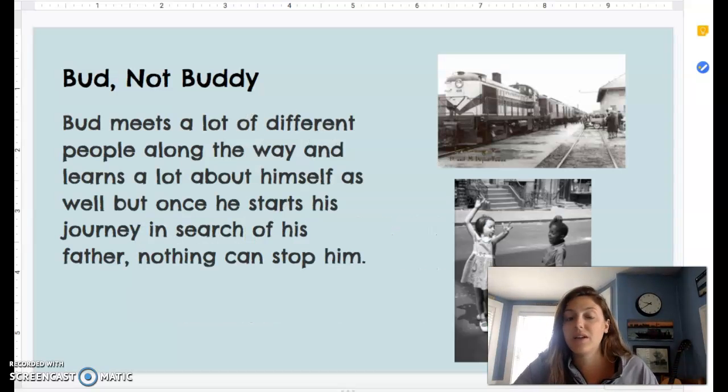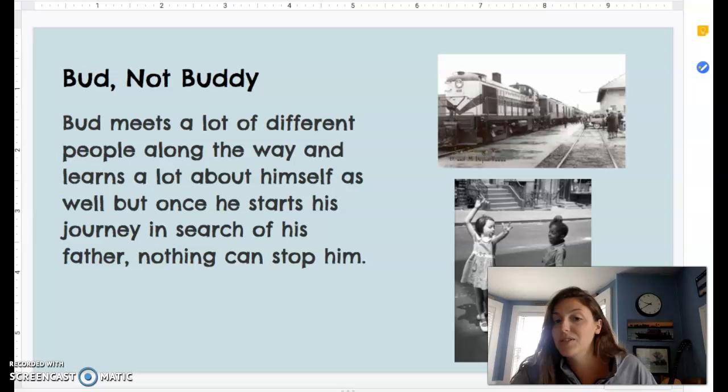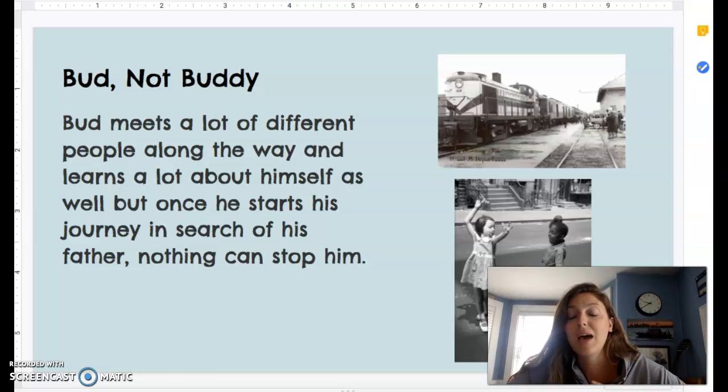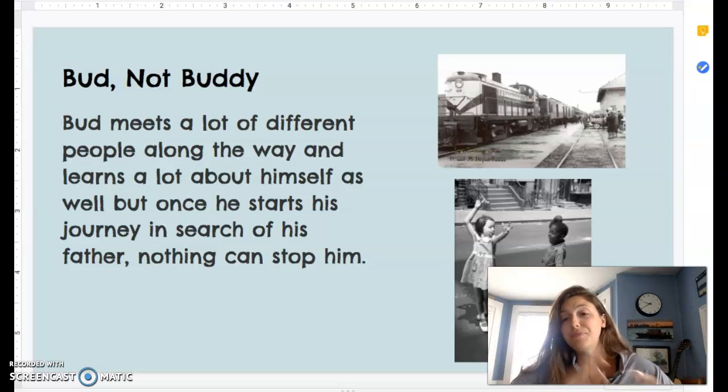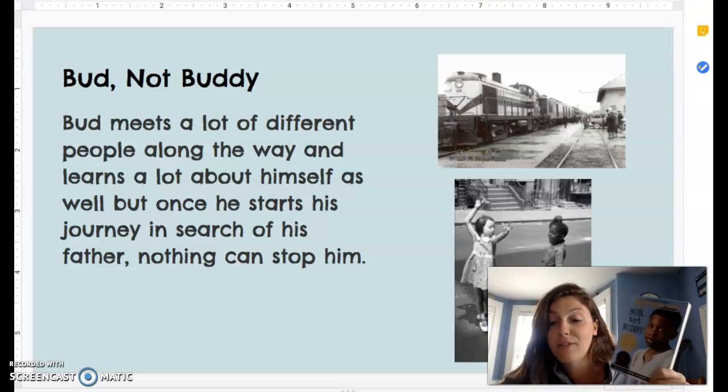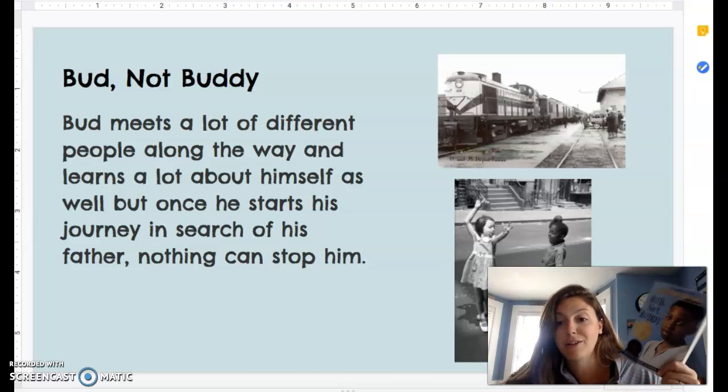As your story goes on, he's going to meet a lot of different people along the way, and he's going to learn a lot about himself as well. But once he starts his journey in search of his father, nothing's really going to stop him. So you have a lot of different topics to keep in mind. But the biggest thing I want you to think of is that 1936 had the Great Depression, and there were a lot of different things still going on at that time. So as you're reading, make sure you're taking notes, because this author, Christopher Paul Curtis, is going to give you a lot of historic information to help you better understand your story.